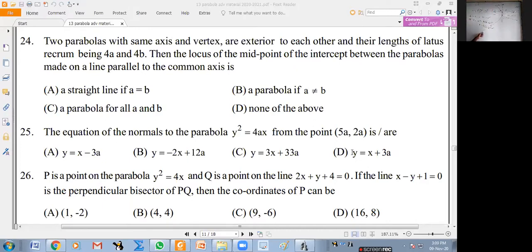Otherwise, yes, you can take minus. They did not even tell vertex is origin. I took vertex as origin. They said they have a common vertex, they have common axis. Options are only about shape.